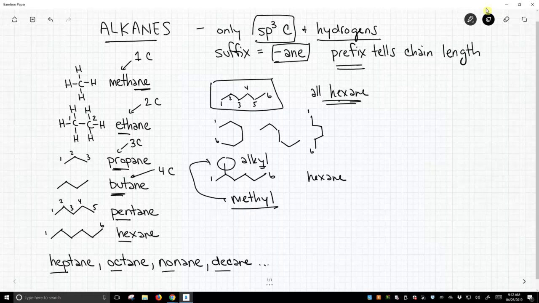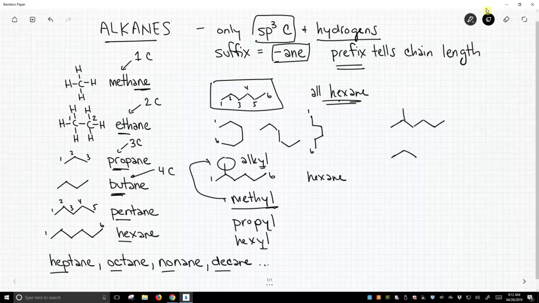You can imagine if we had a 3 carbon chain, it would be a propyl group. Or a 6 carbon chain would be a hexyl group. So with the "yl," we're saying that is not the molecule itself, but it's dangling off some other larger molecule, some larger alkane. So let's see a couple examples of this.